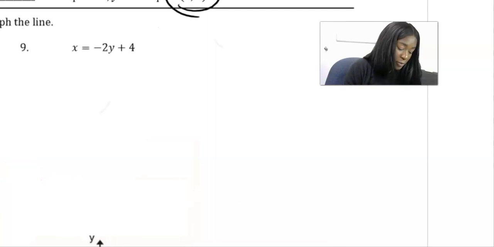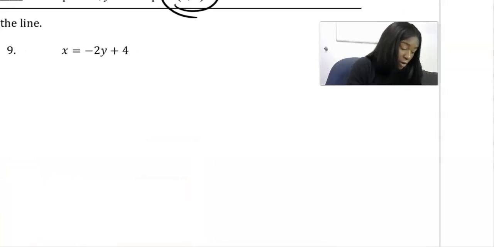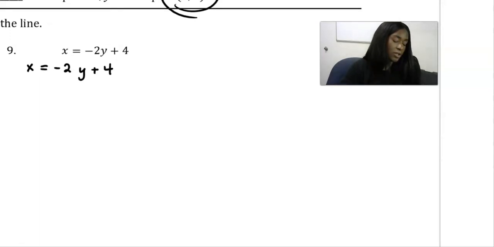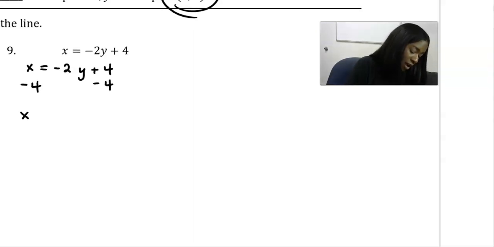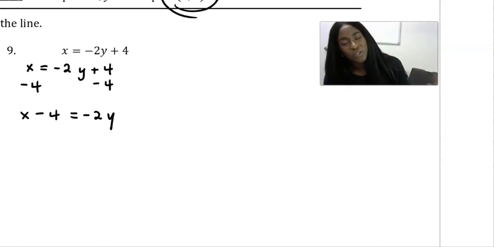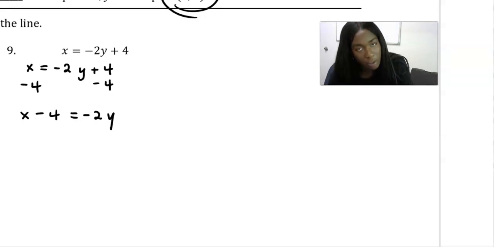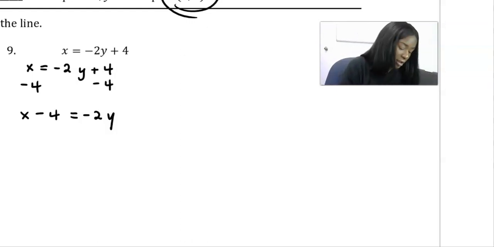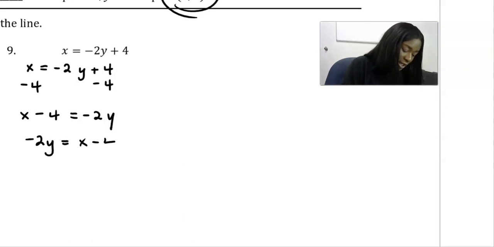Example 9, we want to first put this line into slope-intercept form. So I'm going to start off by solving for y. We have the equation x is equal to negative 2y plus 4. I am going to subtract 4 from both sides of this equation. So I now have x minus 4 is equal to negative 2y. If you're like me, once we start doing something a certain way, I don't really like to switch it up. So I'm just going to switch the sides of this equation because we're typically used to seeing y on the left side of the equation. So I'm just going to switch sides and write this as negative 2y is equal to x minus 4.